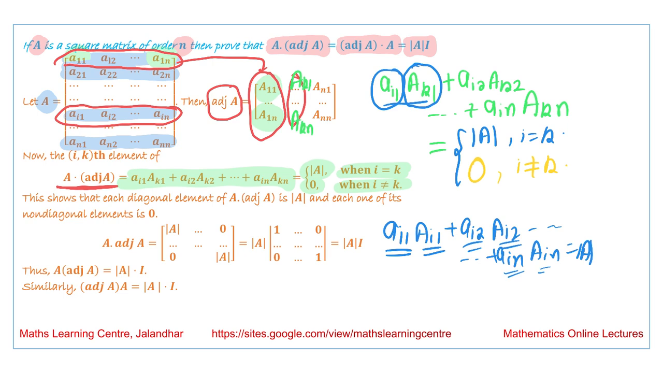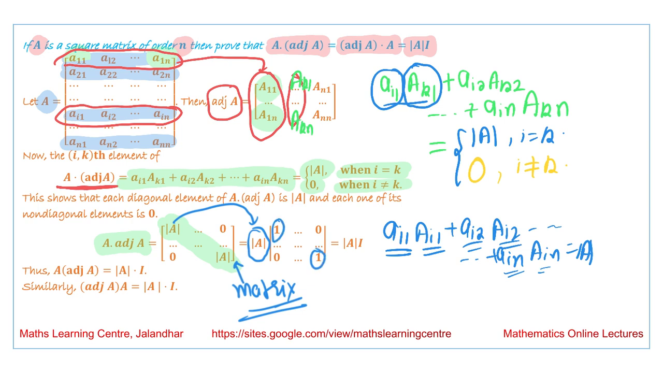So in general, when we are talking about A into adjoint A, these are the diagonal terms we are talking about. When i is equal to k, we are on this diagonal. So on the diagonal we get determinant of A, and all other entries are equal to 0. An important thing to note here is that this is a matrix, this is not a determinant. So we can take determinant of A common from all these terms, and we are left with 1 1 1 over here.